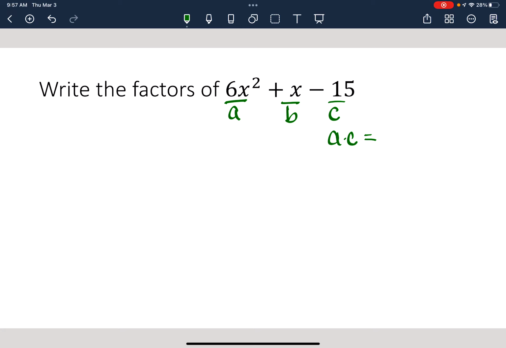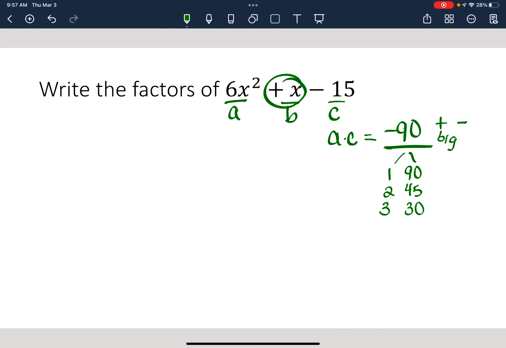which is negative 90. So now, since my product is negative 90, I know I need a positive factor and a negative factor. B is positive, so my bigger factor is going to be positive. So let's list out the factors of 90. So that's 1 and 90, 2 and 45, 3 and 30, 4, 5, let's see if 6 works, 6 and 15, 9 and 10, and that should be all of them.